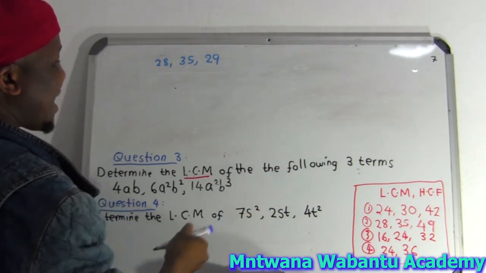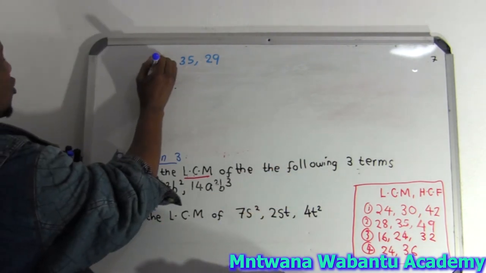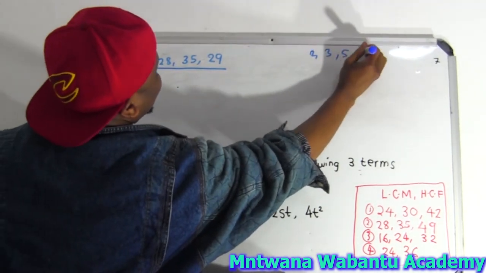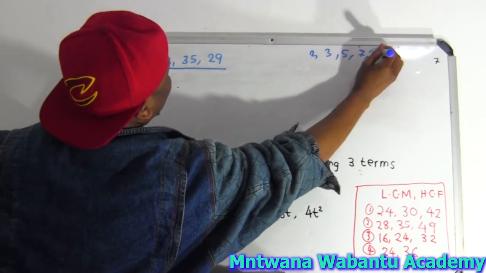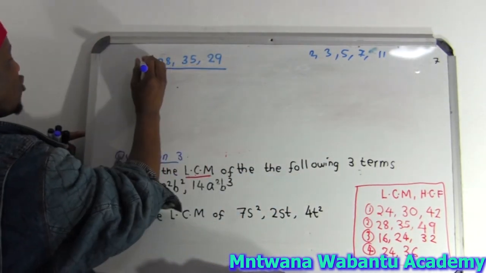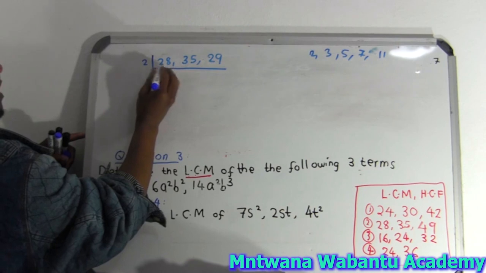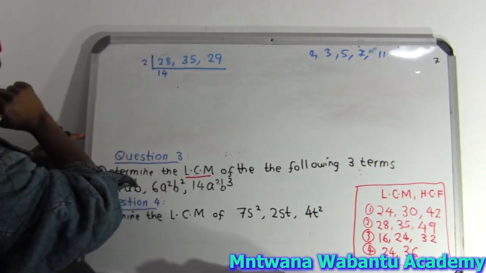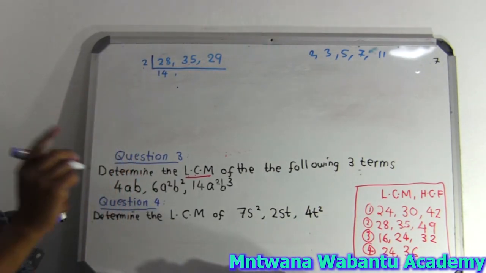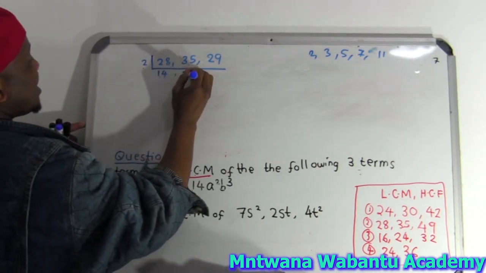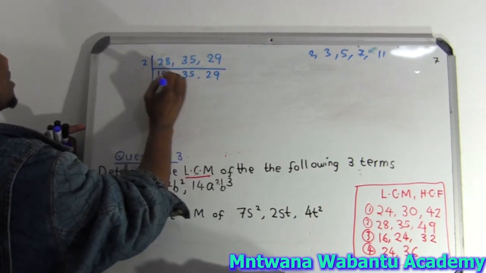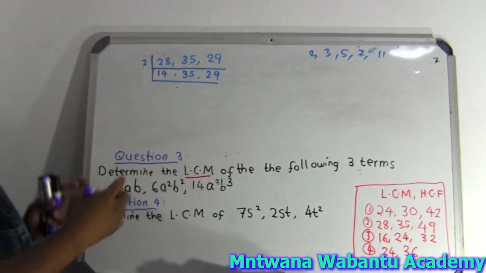Now let's get the lowest common multiple and highest common factor. So now we start. What is the lowest prime number? We know prime numbers: 2, 3, 5, 7, 11, etc. Now, can 2 go into it? Yes, 2 goes into this one. So 28 divided by 2 is 14. Then 35 divided by 2, no, because it's going to give us a remainder, so you write it as it is. 49 divided by 2, no, so 49 stays as it is, because only this one divides with no remainder.